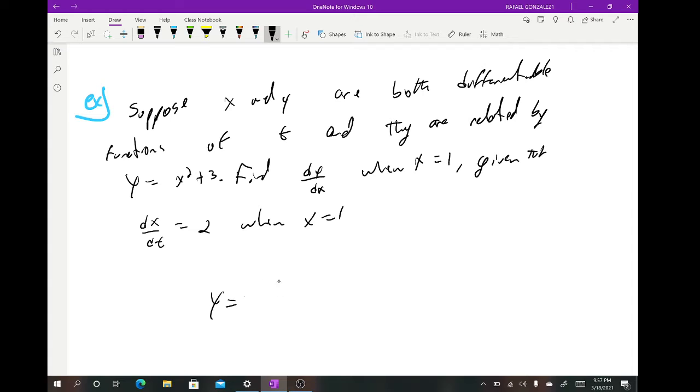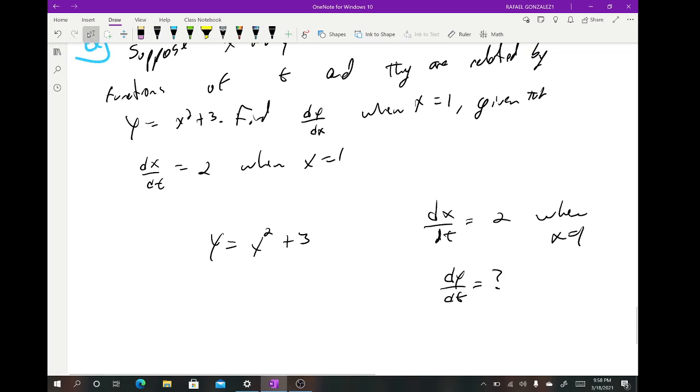First of all, we're given the equation y equals x squared plus 3. This equation is a quadratic, and it relates x with y. We are told that dx/dt is equal to 2 when x equals 1, and we are finding dy/dt.